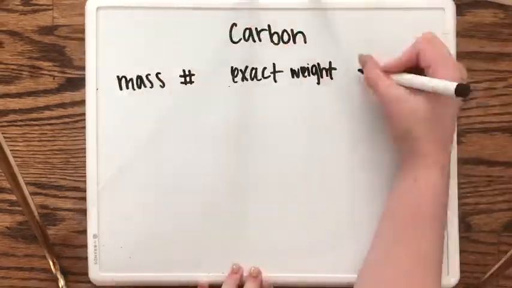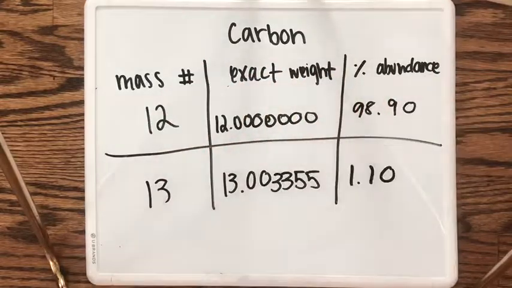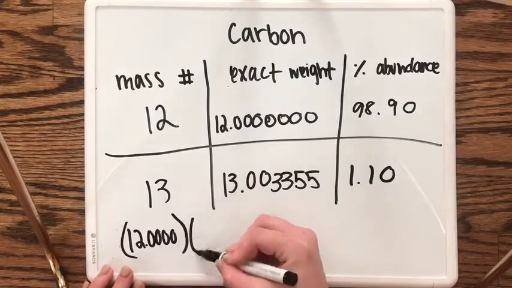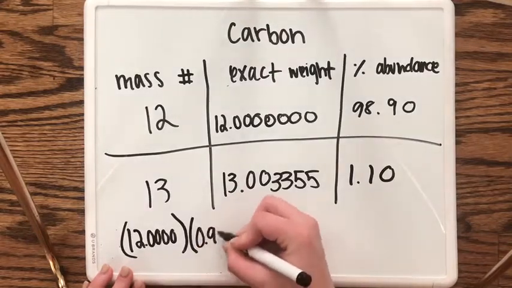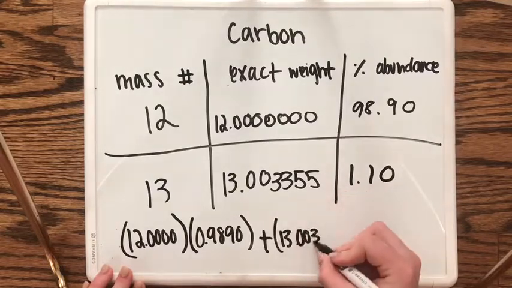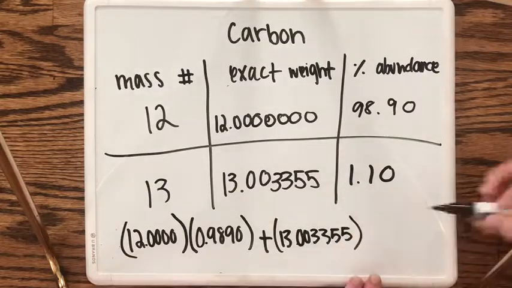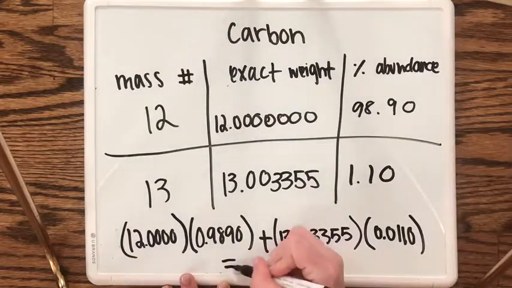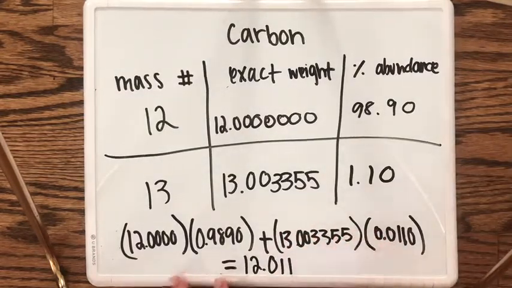Now we will look at finding average atomic mass using percent abundance. First, you take the exact weight of the isotope times the percent abundance as a decimal. Do this for all available isotopes and add them together to find average atomic mass. In this case, it is 12 times 0.9890 plus 13.003355 times 0.0110 to give you 12.011 atomic mass units.